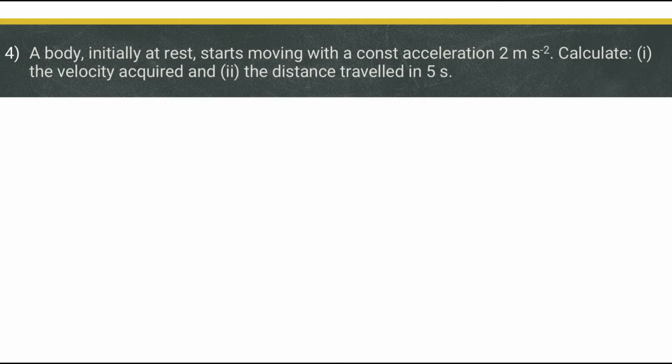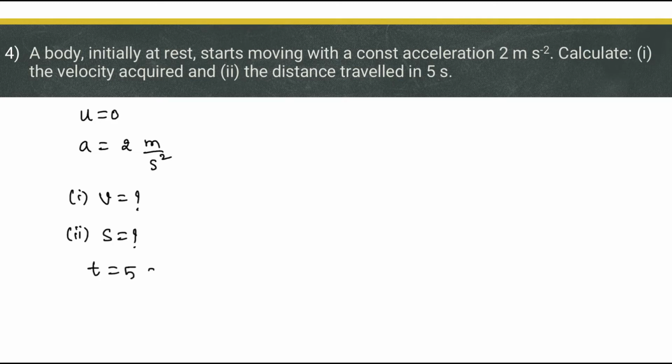Numerical number 4. A body initially at rest, so we can say u is equal to 0, starts moving with a constant acceleration 2 meter per second square. Acceleration is given 2 meter per second square. Calculate the velocity acquired, that is v, and distance traveled in 5 seconds.